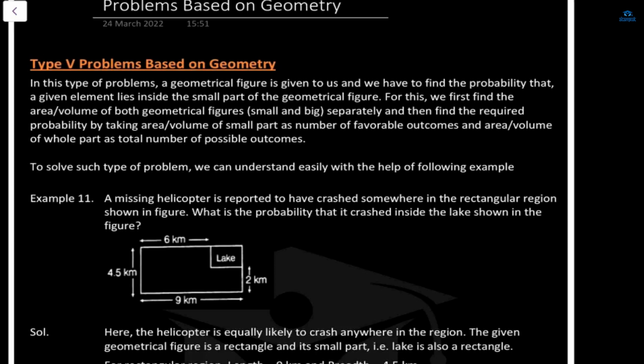For this we first find the area or volume of both geometrical figures, small and big, separately, and then find the required probability by taking the area or volume of the smaller part as the number of favorable outcomes and the area or volume of the whole part as the possible outcomes. So depending on the question, we have to find the area or the volume of both figures, the smaller one and the bigger one. The bigger one will be taken as the possible outcome, and the small geometrical figure will be taken as the favorable outcome.